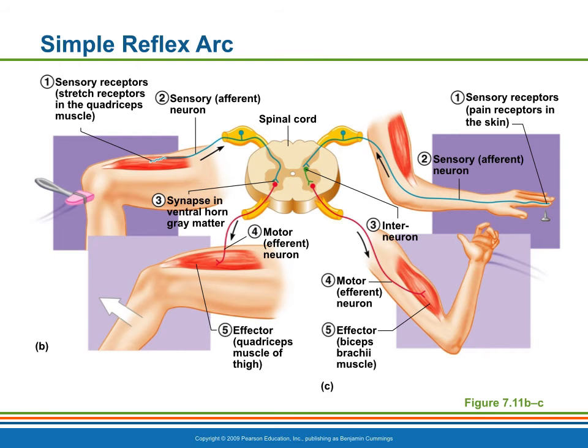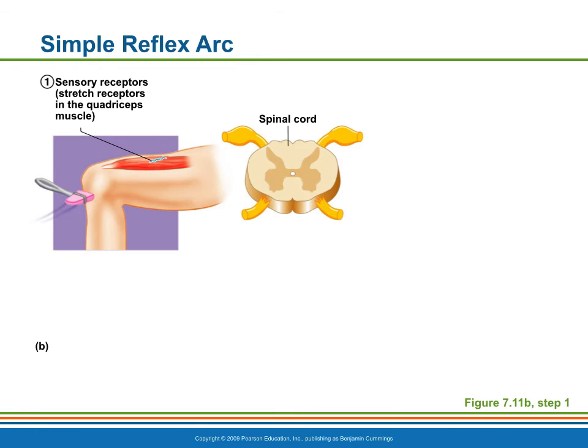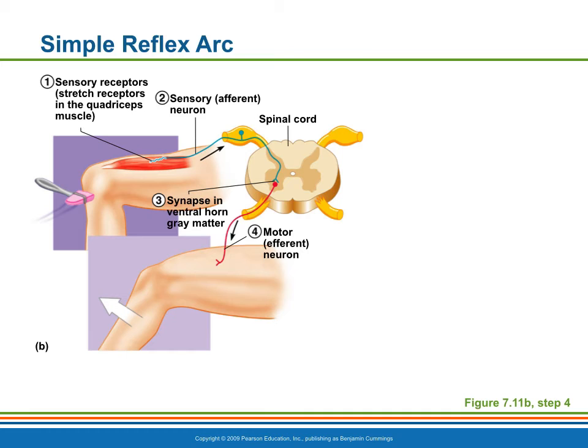And figure B shows a simple patellar or knee jerk reflex. So information comes in from a sensory neuron. In this case, there is no interneuron to intercept the information. So it goes straight out through a synapse in the gray matter off to the motor neuron. Now the motor neuron tells the muscle what to do. This involves a simple 2-neuron reflex.